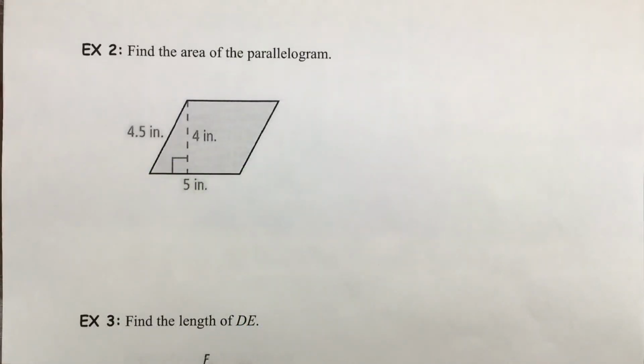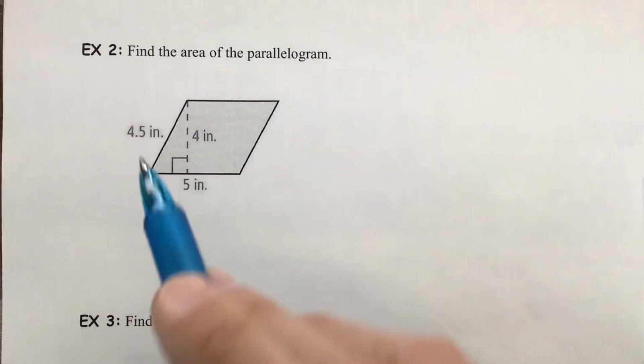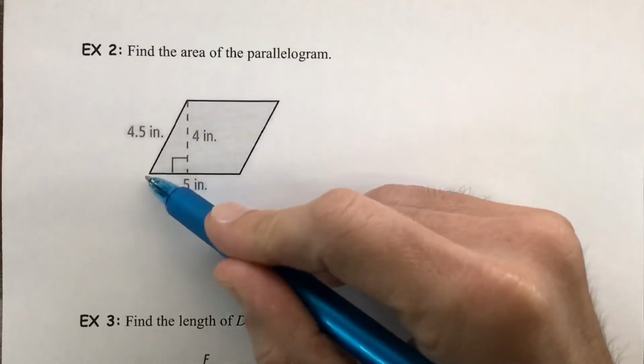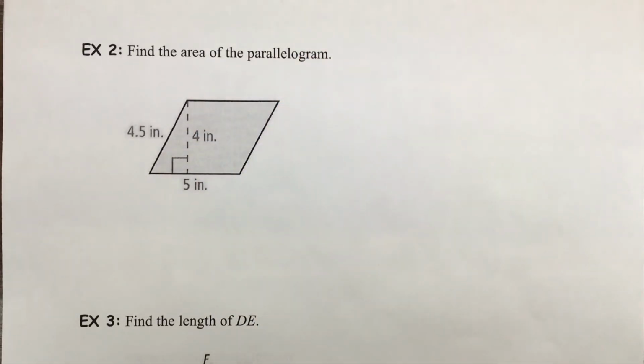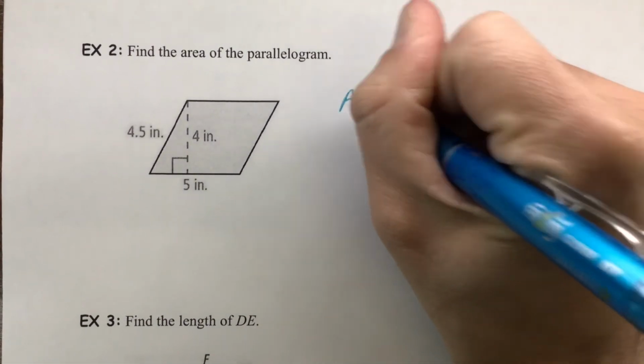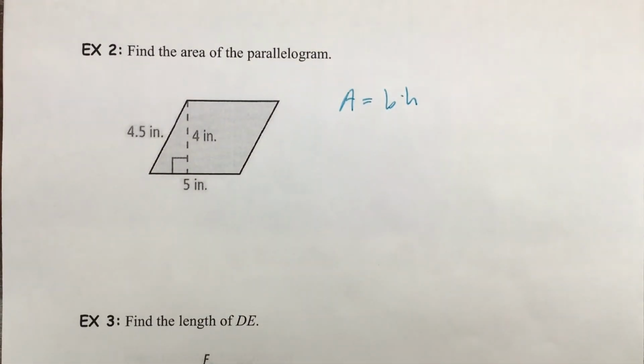All right, so let's go ahead and do some actual practice problems. Example 2, find the area of this parallelogram. You've got 3 different dimensions identified here. You've got this length here of 5 inches. You've got that at 4.5 inches. You also have this at 4 inches. Okay, we got 3 things, but the area formula is area is equal to base times height. We don't need 3 values. We only need 2 of them.